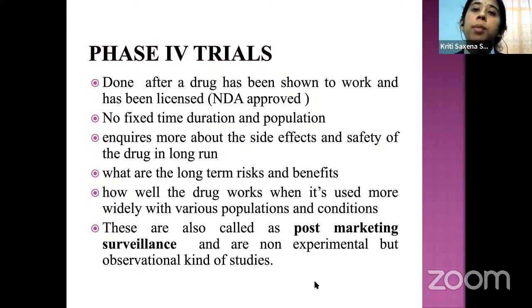These kinds of trials inquire more about the side effects and safety of the drug in the long run. What are the long-term risks and benefits? How well does the drug work when it is used widely and on various kinds of populations and conditions? These are also called post-marketing surveillance. That is, even after the drug is marketed, you have to maintain the record of the data obtained from the people who are using it. And these are not experimental. In phase 1, 2, and 3, we have experiments on human subjects. But in phase 4, these are observational studies where you observe whatever results are obtained from your trials.